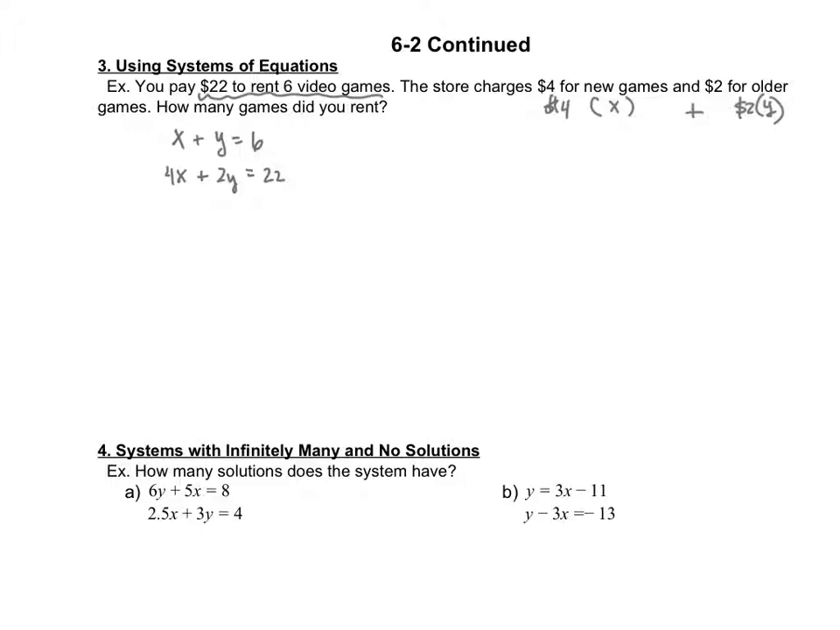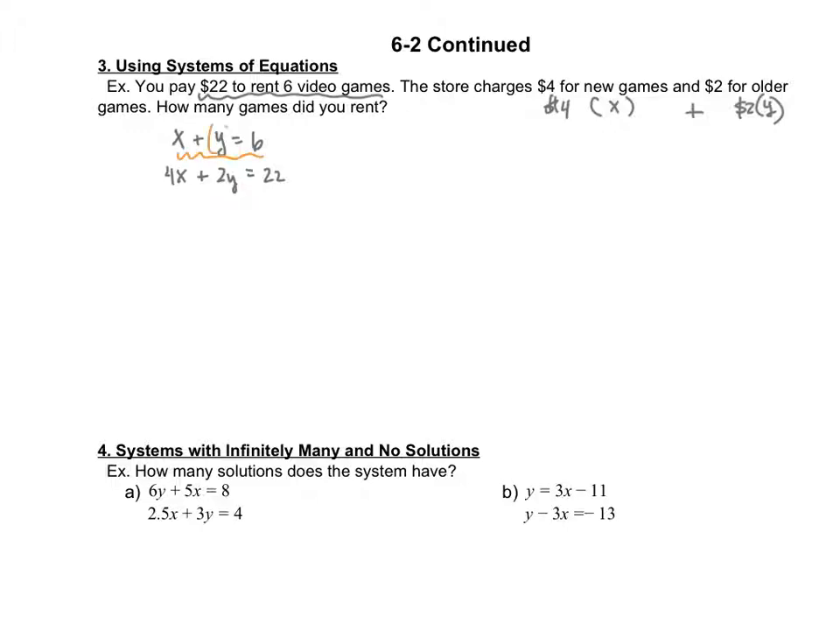What I've done is keep my apples with my apples and my oranges with my oranges. Right here, I was talking about quantity: the quantity of new games plus the quantity of old games is going to equal the quantity of total games. Then in this next equation we're talking about money. The new games are going to cost me $4, so it's 4 times new games plus 2 times the old games will equal $22, because that's how much I spent there. So you can take this first equation and do some easy isolation.